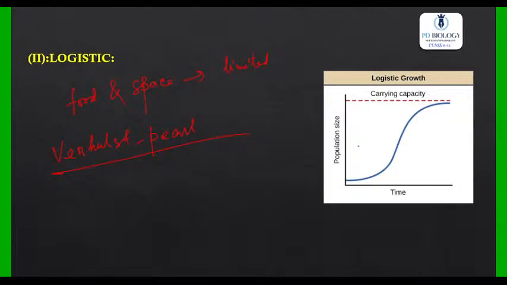And it is described by the equation, remember this one, dN by dt equals rN (K minus N) by K. So N is the population density at the time t, and r is the intrinsic rate of natural increase, we already described this one, and K is the carrying capacity.